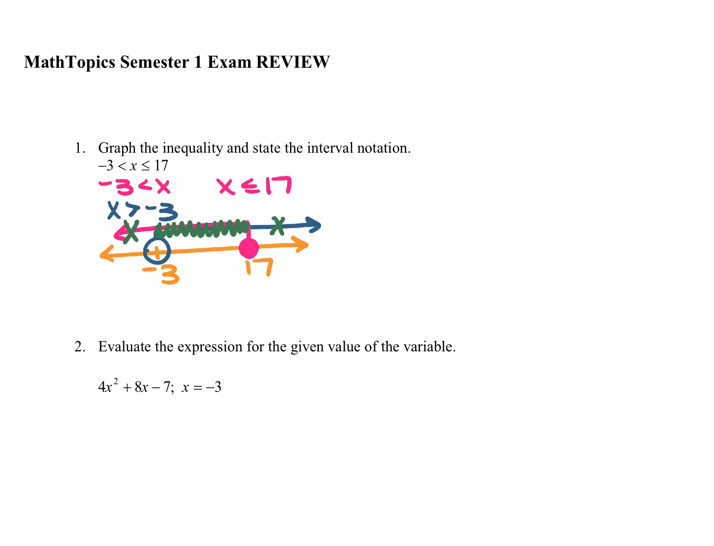So with the interval notation, we're just going to have from -3 to 17. That -3 is going to get the parentheses since it has the open circle. The 17 gets the bracket since it has a closed circle.